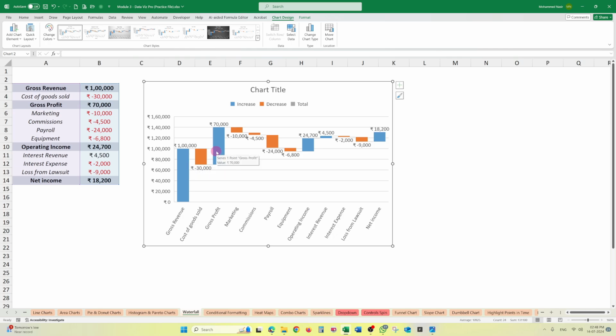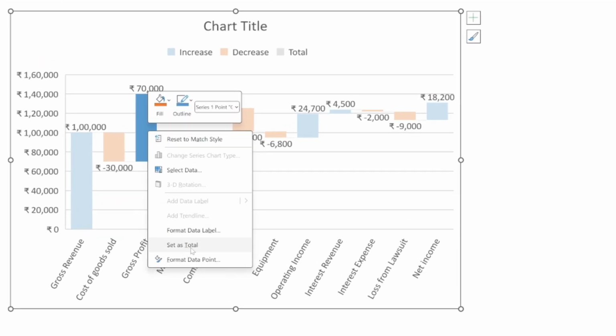To change the total value, we have to select the chart which is representing the total value, that is here. When we select it, it will select all the charts, but we have to select only this one. So you click it again, then it will highlight the chart which you have selected, and the rest of the chart will be faded away. Then you right click here and select set as total.